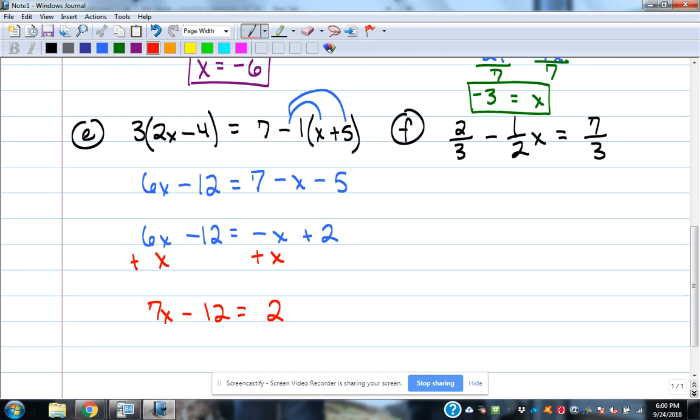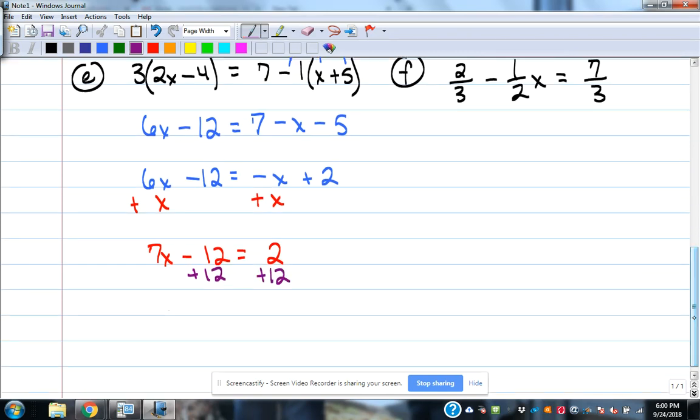All right. So what's next? Add 12. Good. Because we want to get the like terms together. 12 is like the 2. It's a plain number. So we're going to move it over by addition. So that's going to be 7x is equal to 14. And this works out real nice because now, last step, divide by that 7, and x is positive 2.